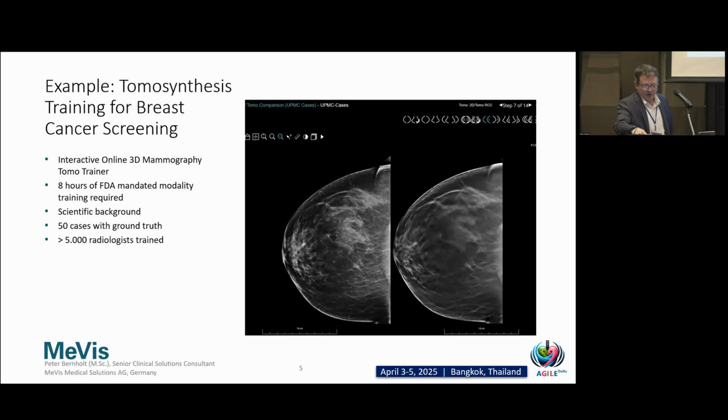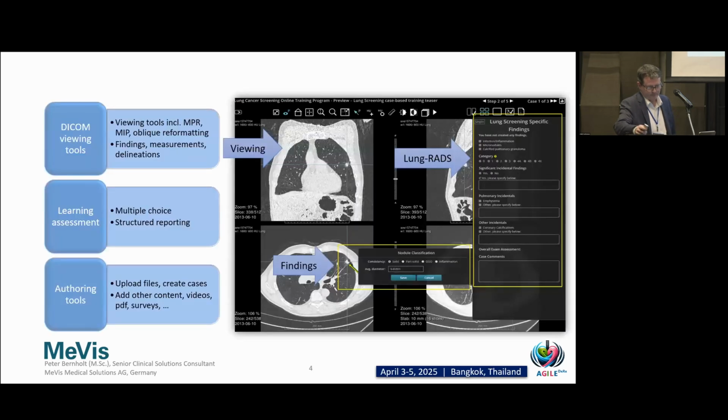This is an example of a tomosynthesis training for breast cancer screening, an interactive online 3D mammography tomo trainer, with the 8-hour FDA mandated training required, scientific background, 50 cases with ground truth, and greater than 5,000 radiologists trained. Again, DICOM viewing tools, the learning assessment, and the authoring tools.